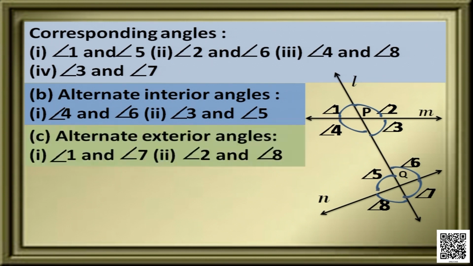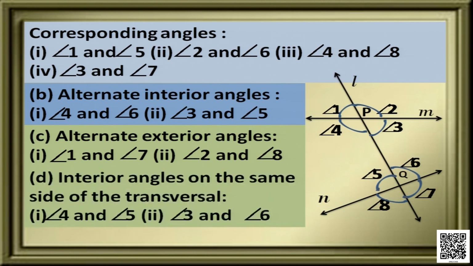Similarly, we also have alternate exterior angles. So similarly, we can say that angle 1 and angle 7 are alternate exterior angles, and angle 2 and angle 8 are alternate exterior angles.